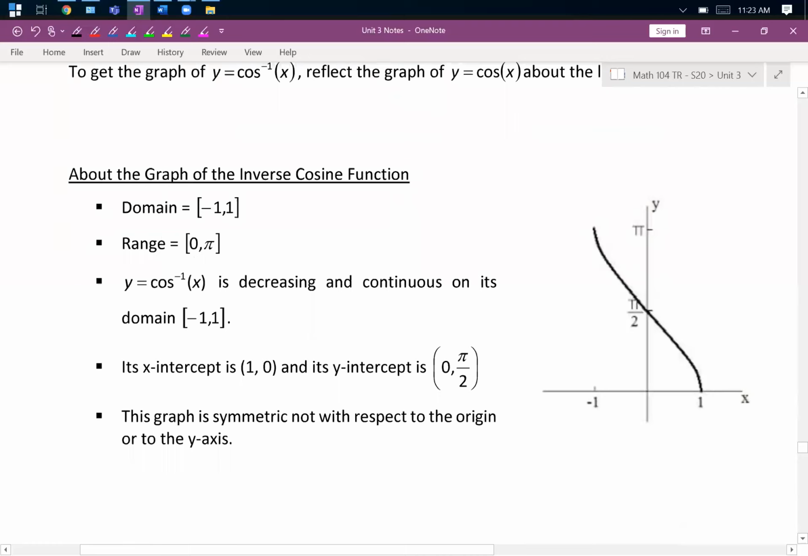Cosine inverse is decreasing and continuous on its domain. The x-intercept is (1, 0), while the y-intercept is (0, pi over 2). And this graph is not symmetric with respect to anything.